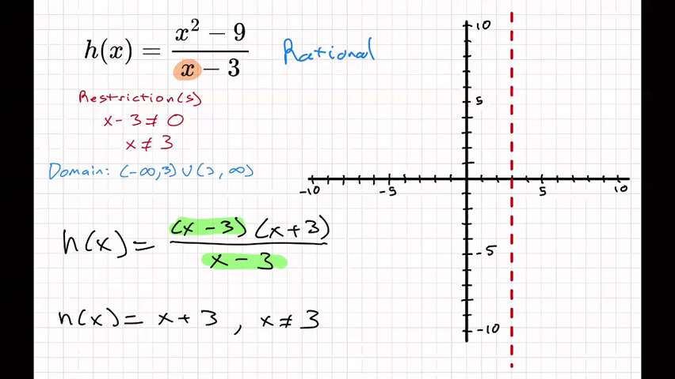Then I can go plot the points for the linear that we have simplified to. Now I'm going to use the slope-intercept form. So remember here, our m value, our slope is 1, and our b value is 3. So our y-intercept will be 0, 3. And then I can go up 1 and over 1 to draw my line.